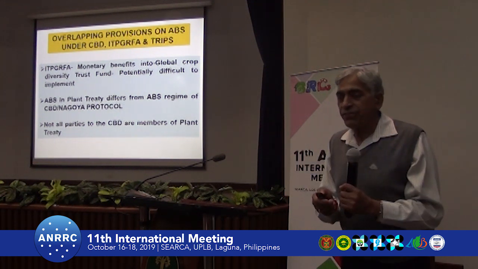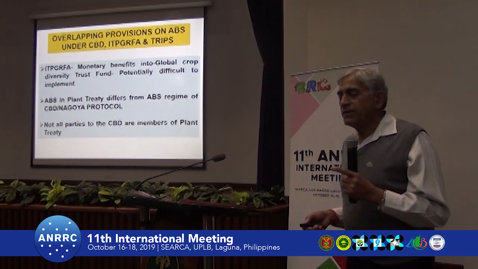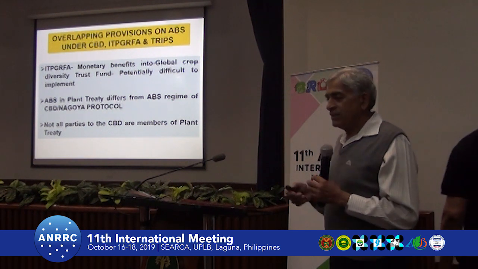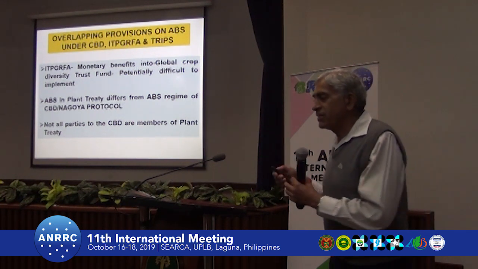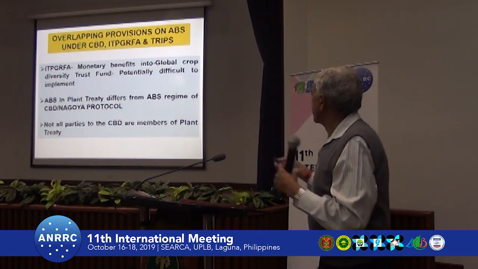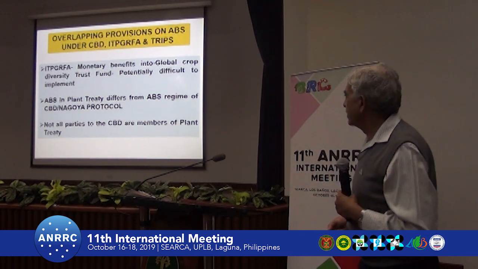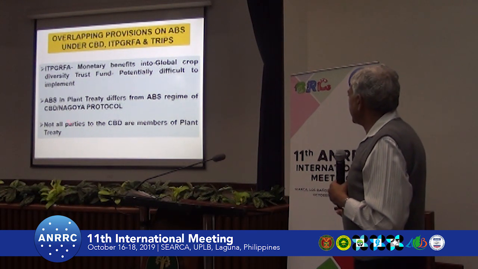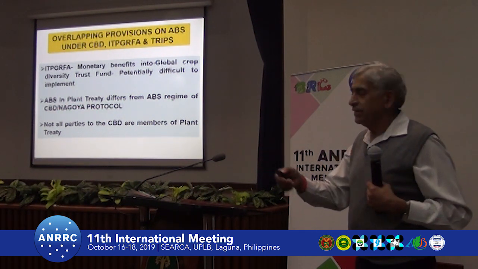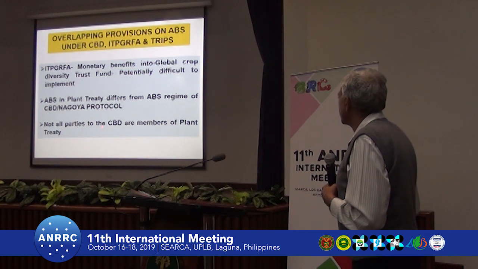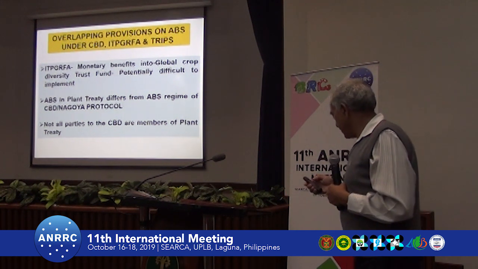Now in ITPGRFA, monetary benefits go into the Global Crop Diversity Trust. If a country has become a member of the Plant Treaty, there also there is a provision of monetary benefits or ABS, but the money doesn't come to the government. It goes to the Global Crop Diversity Trust, which is based in Bonn, Germany. That ABS under the Plant Treaty differs from ABS under CBD, that I said. And not all parties to CBD are members of the Plant Treaty. So these are some difficulties.